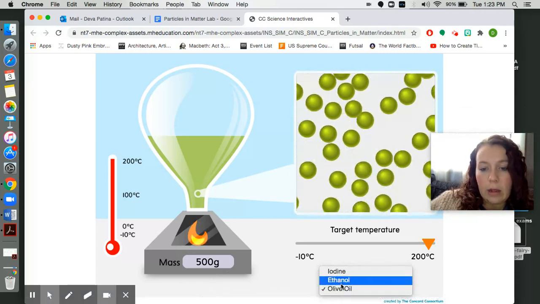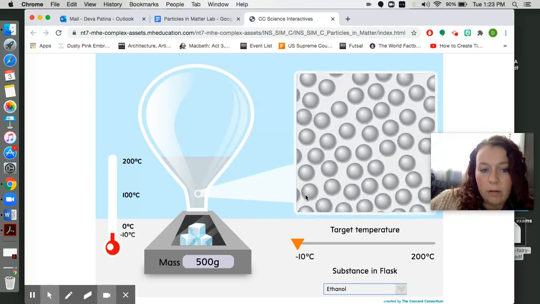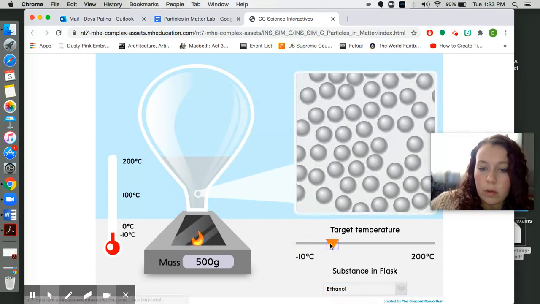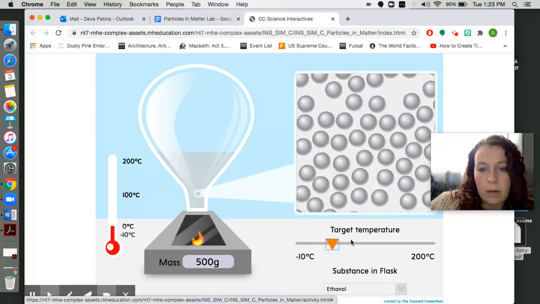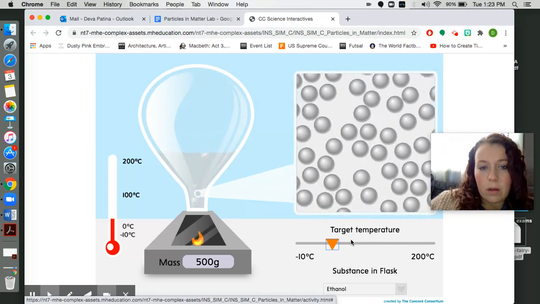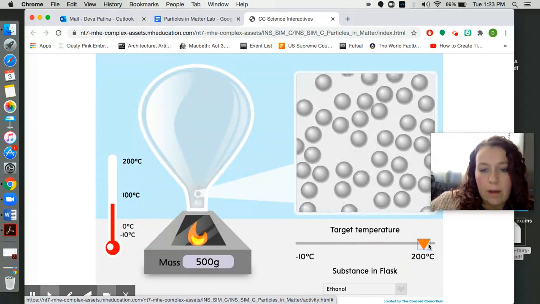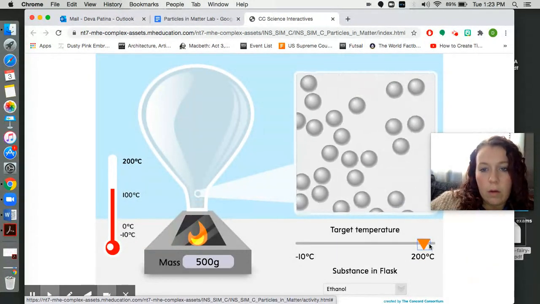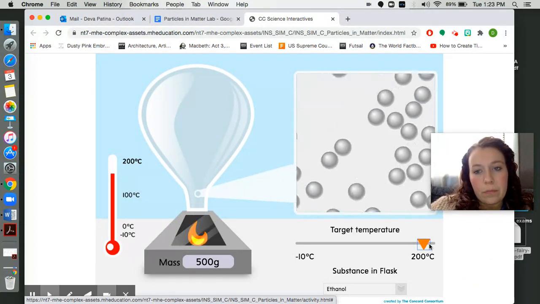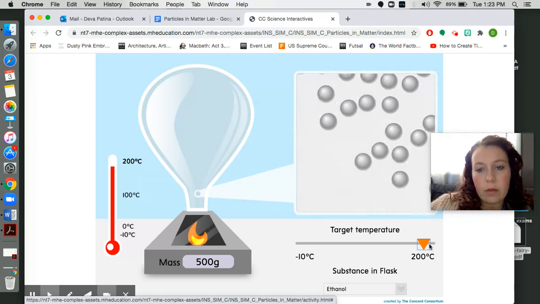Let's go ahead and click on ethanol. So ethanol, these are the cold little ethanol particles. Notice it's a solid right now because it's cold. Now if I heat it up, it's going to become a liquid. Notice the bubbles. Now if I increase it to 200, whoop, it's a gas. Holy cow. The particles are all over the place. They're moving really, really fast.